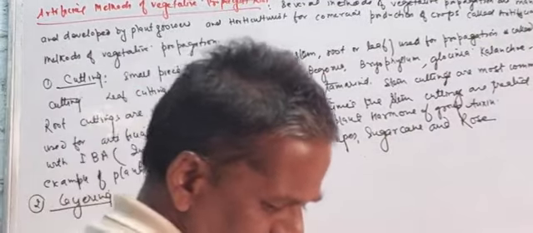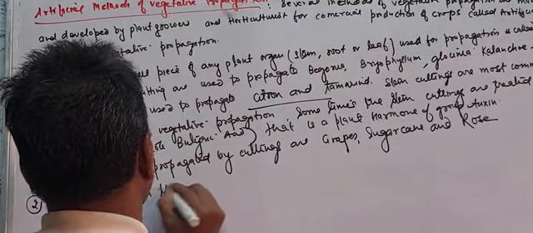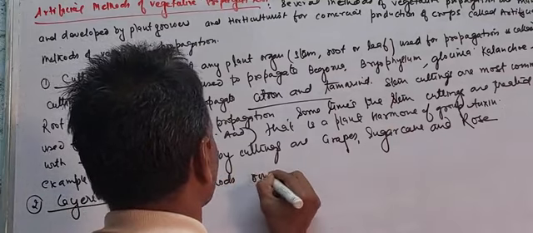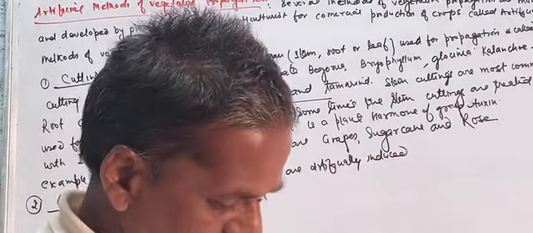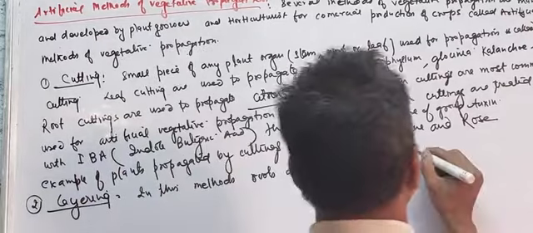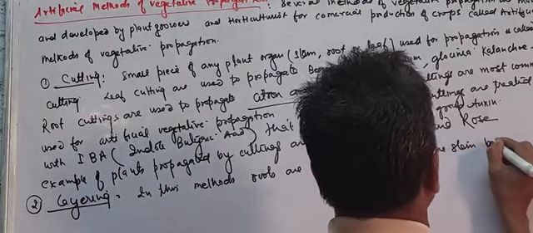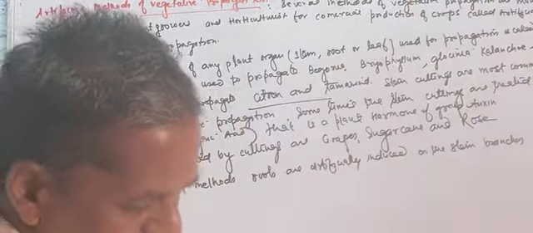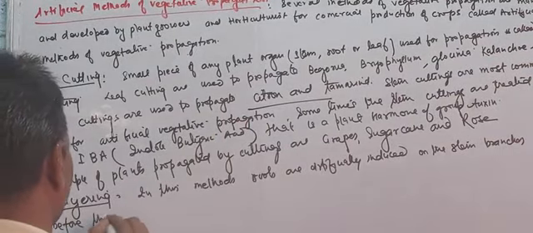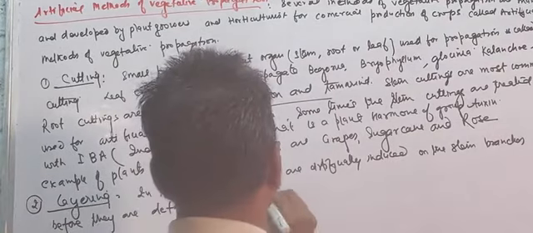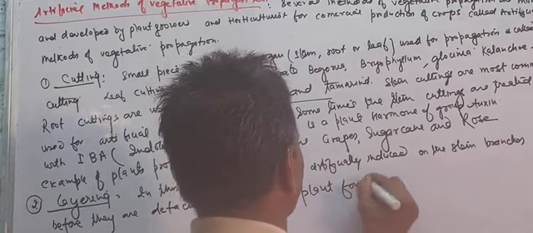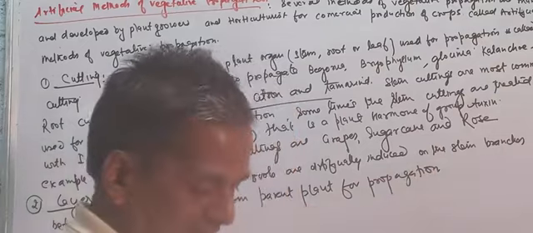Number second method is layering. In this method, roots are artificially induced on the stem branches before they are detached from the parent plant for propagation. Layering is of the following types: mound layering and air layering.